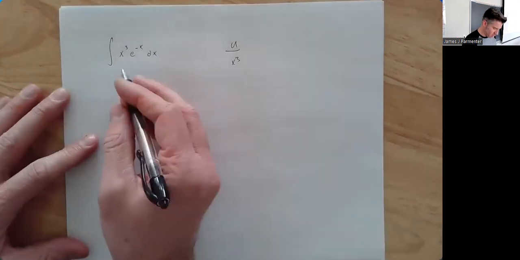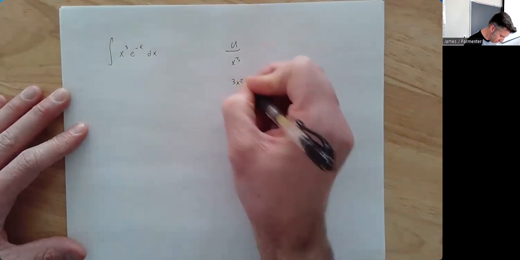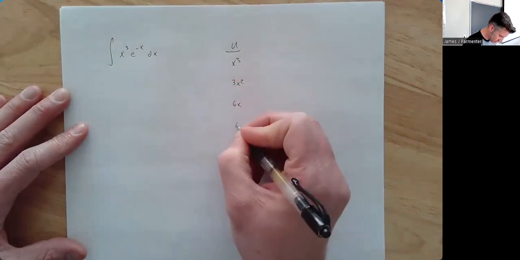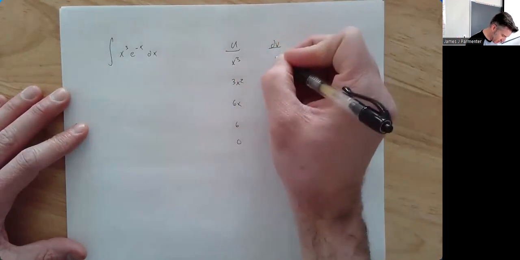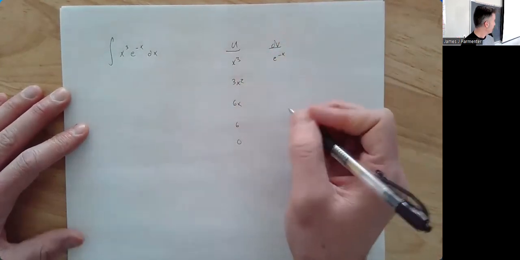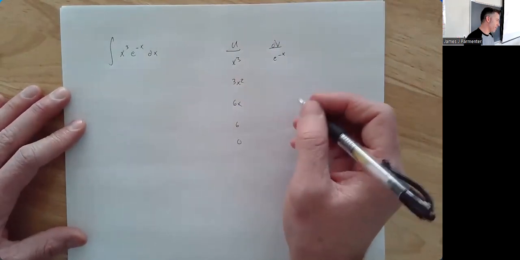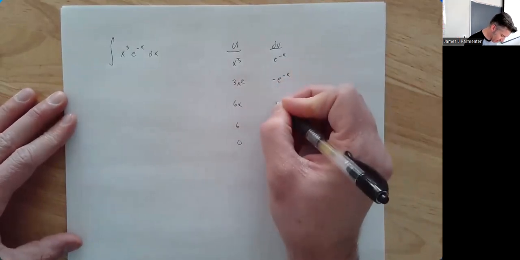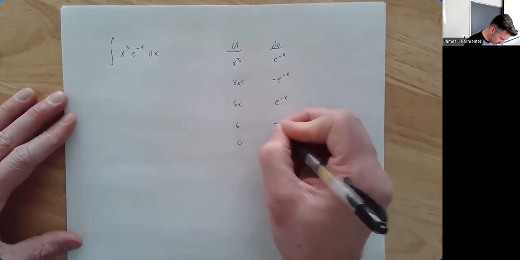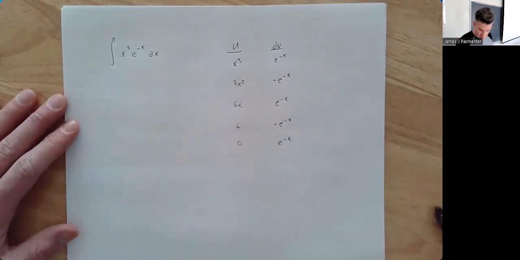So for this one here, I would let u equal x cubed, and then all my derivatives are going to be 3x squared, 6x, 6, and 0. And my dv is going to be e to the negative x. And the antiderivative of that is e to the negative x divided by negative 1, but that's the same as multiplying by negative 1. It's going to be negative e to the negative x, and then positive e to the negative x, and then negative e to the negative x, and then positive e to the negative x. And then same deal.